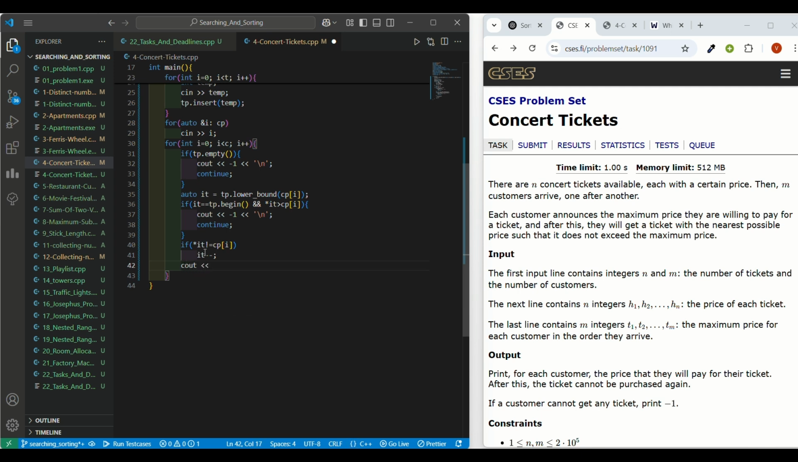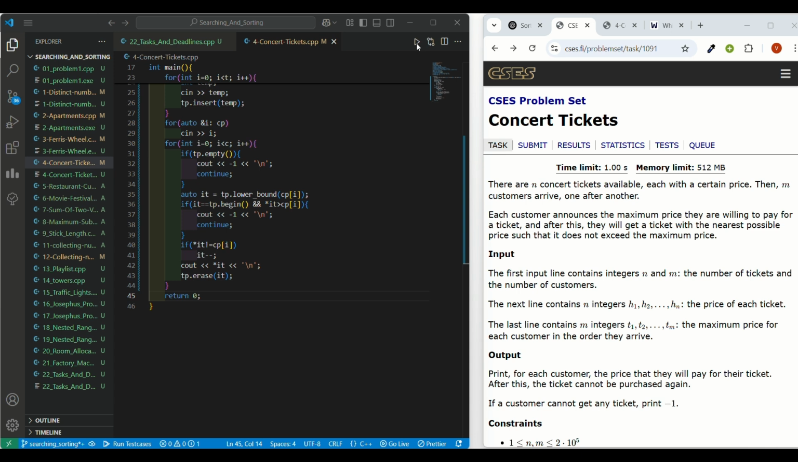Then for case 3 and case 4, 2 things are common, which are firstly printing our it and then deleting our it, because this ticket has been already sold. So we will be deleting our ticket, tp dot erase it. So we will delete this ticket and finally we will return 0 from our main function.